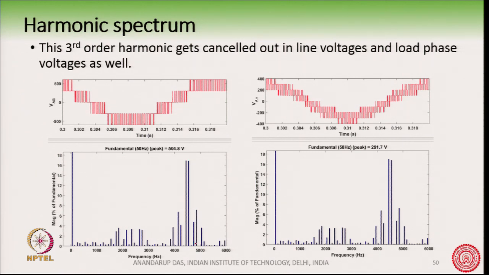so we have the second set of harmonics around 4500 hertz. Okay. This is a double this one. So, this is what happens in space vector PWM.